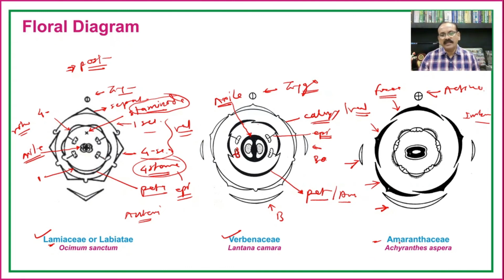But in the case of the family Amaranthaceae, in Achyranthes aspera, the petals are present in a valvate condition, with hairs on the outer side of the petals, and these petals are alternate to the stamens. There is basal placentation and the ovary is unilocular.